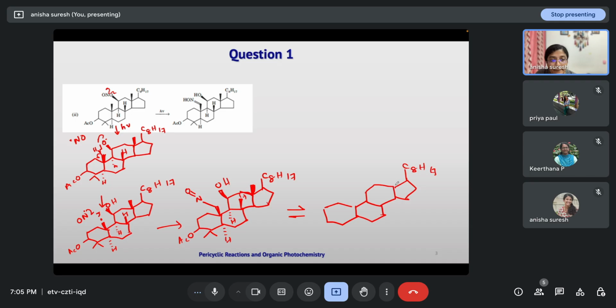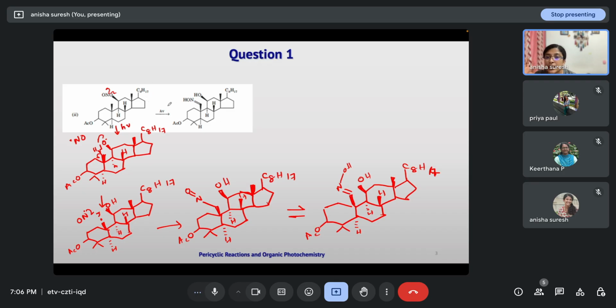C8H17, OAc, double bond N OH. Oxime will be forming. Up to that, it is shown here in the product, and if this will undergo hydrolysis, it will lead to the formation of carbonyl compound, aldehyde. Okay.